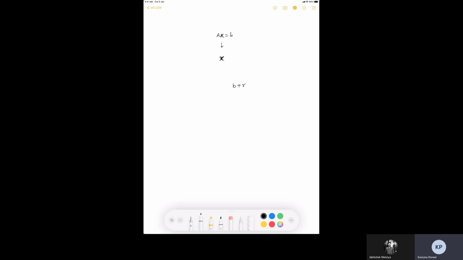Suppose I have a very small perturbation of the vector B which is given to me. What will happen to the corresponding solution? If I call the corresponding solution x tilde, then x tilde satisfies the perturbed system. So how does this relate to the exact solution, and what is the relative error? Let's try to understand that.